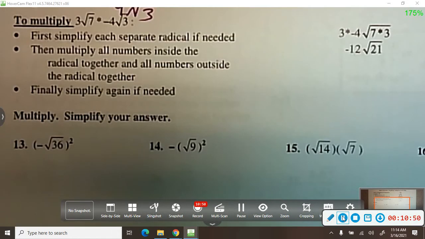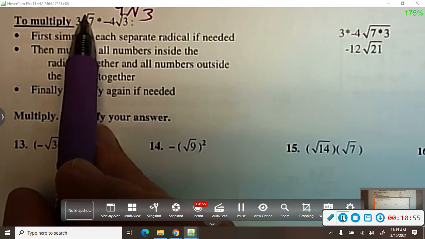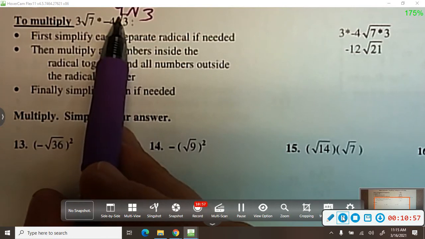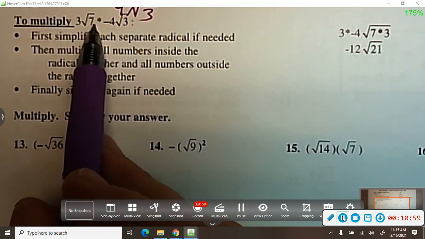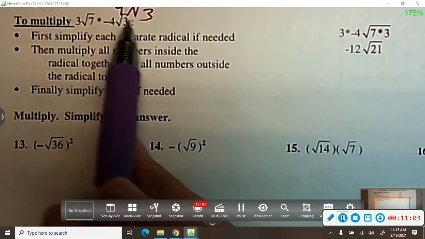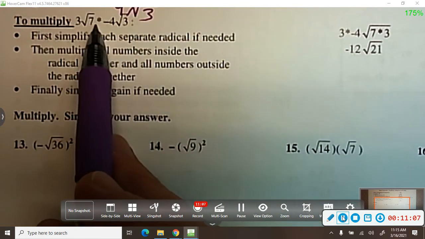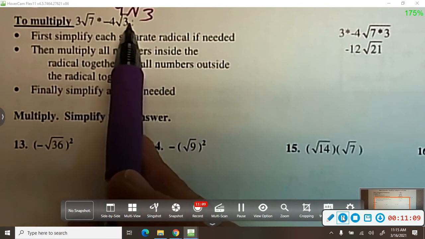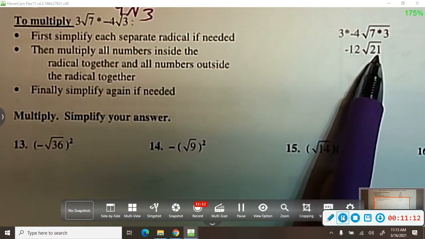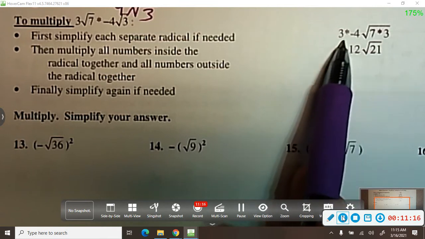Also multiply radicals. Now the rule is they have to be the same index. So this is a 2 square root. This is a 2 square root. And all you do is multiply what's on the outside together. So 3 times -4 is -12. And you multiply what's on the inside together, called the radicand. 7 times 3, 21. 21 is just 7 times 3. There's no pair, so this is the multiplication.